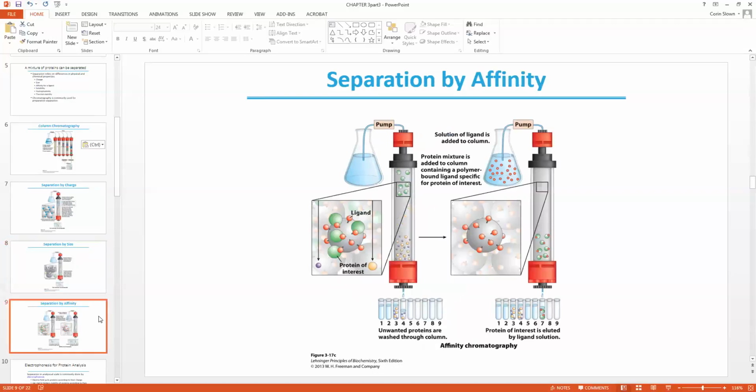And then there's affinity. So this is a slightly different column where you have your protein mixture that's added on top of a polymer, but within that polymer there are ligands that have specific binding sites for certain types of proteins. So you're going to pump your sample through your column, and then what you're going to see is that there are specific proteins that bind to that specific ligand. And so that's what we refer to as affinity chromatography, because it's the affinity of the ligand for the protein that allows you to separate out what you're looking for.